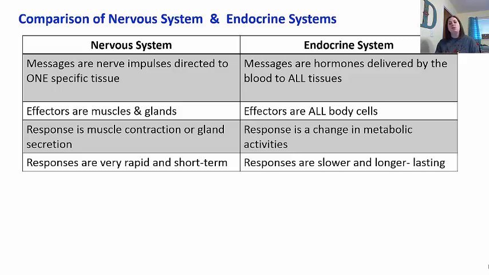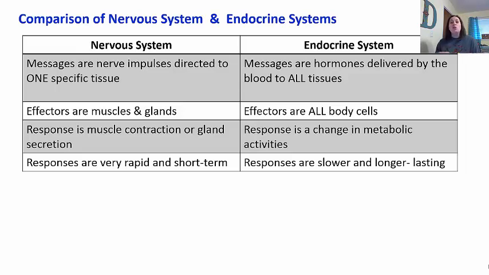On the other hand, if you look at the endocrine system, instead of using nerve impulses, those fast action potentials, the endocrine system is going to use messengers. And these messengers are chemicals that we call hormones. These hormones are going to be delivered to all tissues. Now remember, they're not going to talk to all the tissues. The tissue has to have the target or the receptor in order to listen to the hormone. However, it is going to come in contact with all tissues.